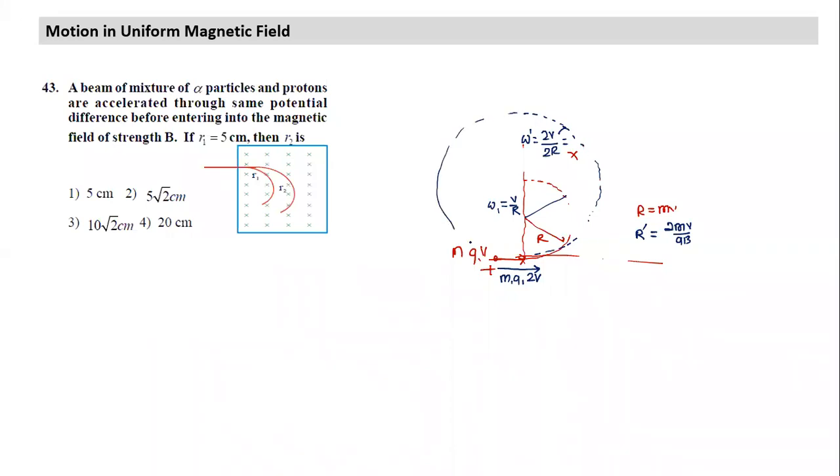So if I project this blue and red particle together from here, one with the velocity v, the other with the velocity 2v, both will take the same time to complete one circular path, because the particle which is moving with a higher velocity has to trace out a longer path. This path is twice as long. That's why the time period remains the same.